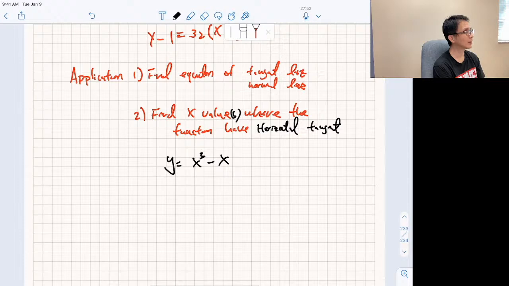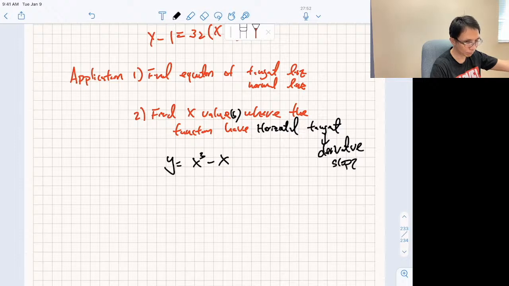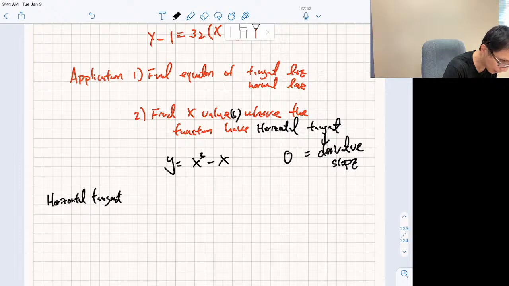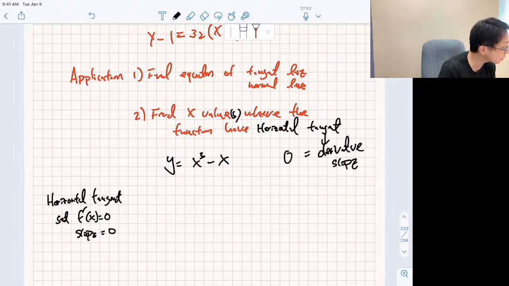No. Would you find the derivative and then set that to 0? Yeah, what does derivative mean? Slope. Derivative means slope, right? Because this is slope, right? And horizontal means the slope is equal to 0. So if I see a horizontal tangent, that means set f prime of x equal to 0, because slope is equal to 0. Horizontal means slope is equal to 0.